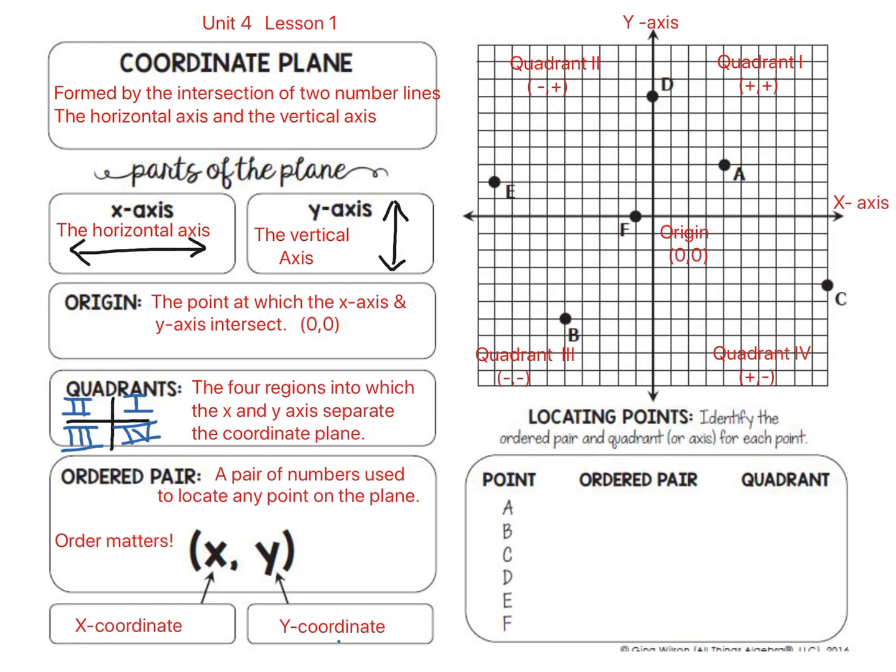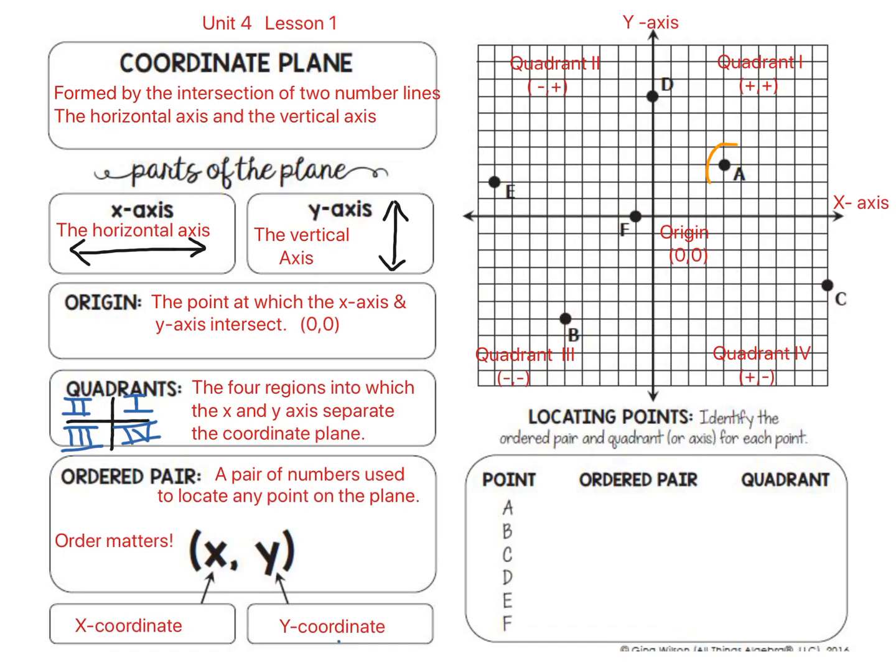All right, for those of us that are ready to move on, we are going to locate all of the points that you see on this coordinate plane here, beginning with A. And I'm going to try to color code as I go. So here's A. First of all, I'm going to identify what quadrant that is in. It is in quadrant 1. And then let's identify the ordered pair, okay?